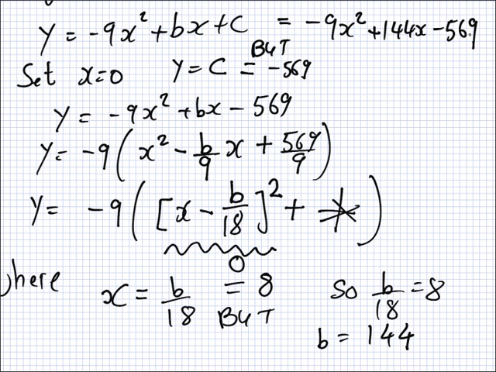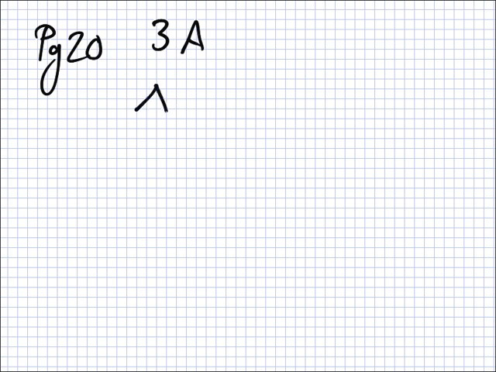Page 20. Did you all get page 20, 3A done? What equals 0? So it says has one distinct real root. That means it should be equal to 0. What should equal 0? The whole thing. What's that called? Discriminant. So we start off by saying the discriminant equals 0, which means b squared minus 4ac equals 0.